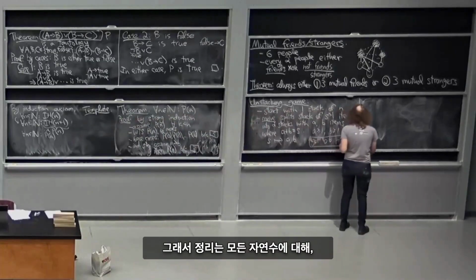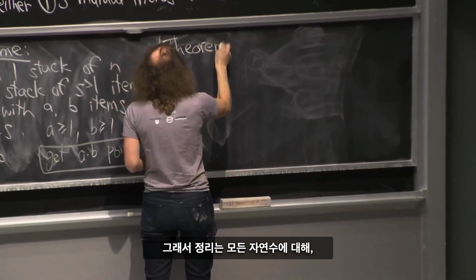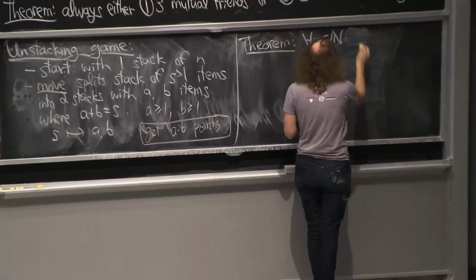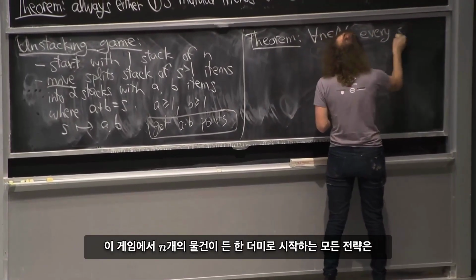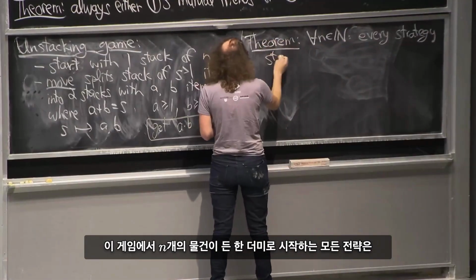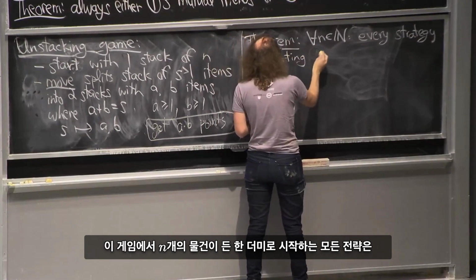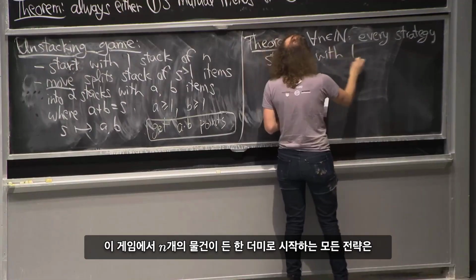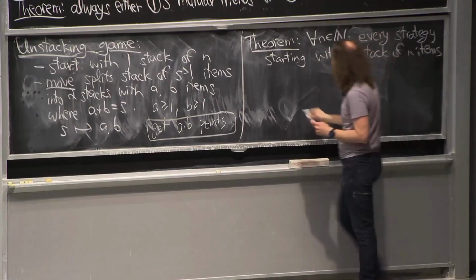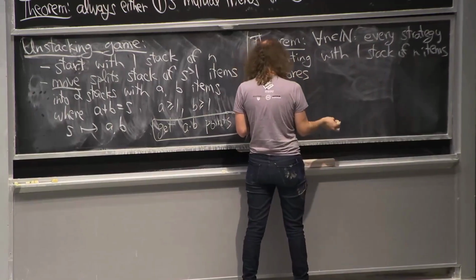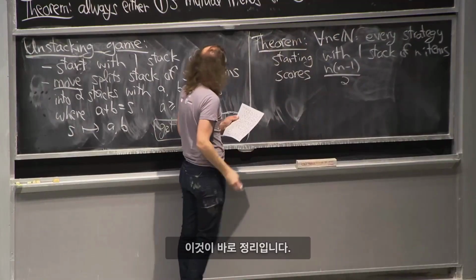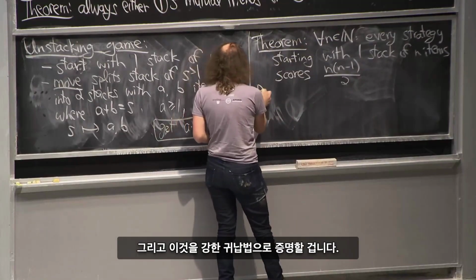Okay, so the theorem is: for all natural numbers, every strategy for this game, starting with one stack of n items, scores the magic formula n times n minus 1 over 2. So that's the theorem. And we're going to prove it by strong induction.